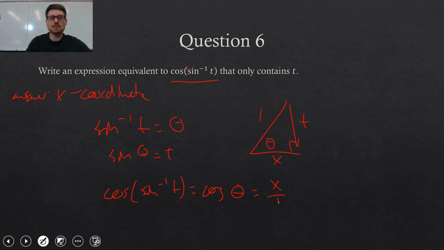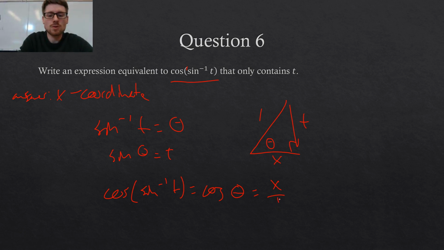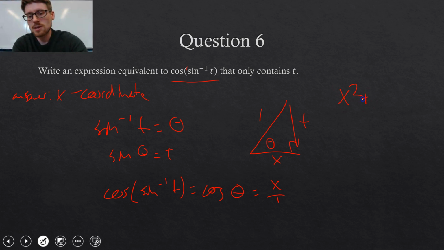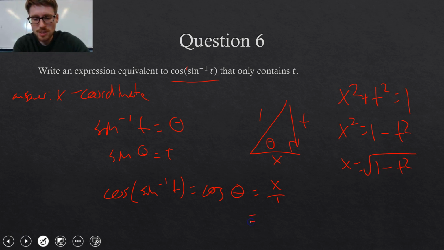So to find x in terms of t, I'm going to use the Pythagorean theorem. So this gives me x squared plus t squared equals 1. And so x squared equals 1 minus t squared. So x equals the square root of 1 minus t squared. And so this is going to equal root 1 minus t squared.